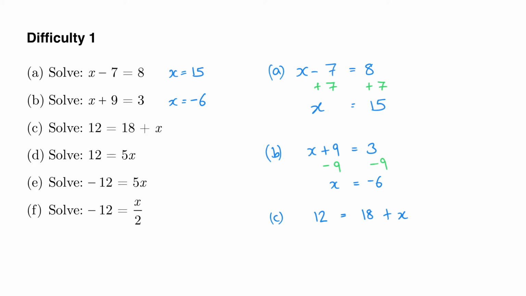So at the moment we've got an x with 18 added onto it. We can therefore subtract 18 and that will get us back to x. So we have x on the right hand side. Now, to keep this equation balanced, we need to subtract 18 from the left-hand side as well. So we have 12 minus 18, and this gives us negative 6. So x equals negative 6 is the solution to this equation as well.